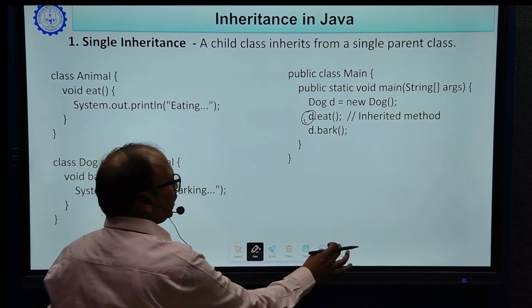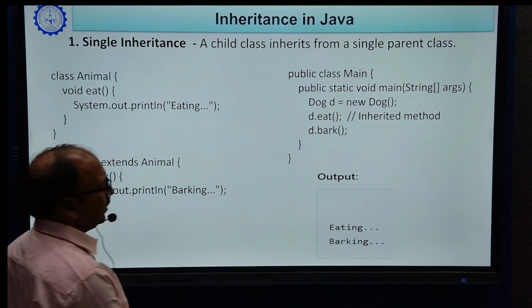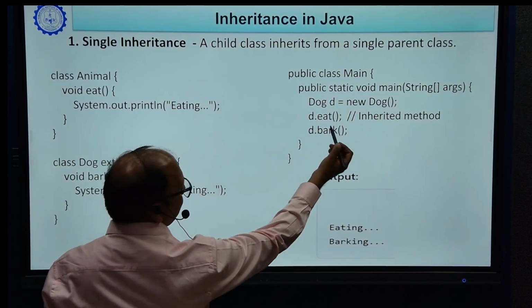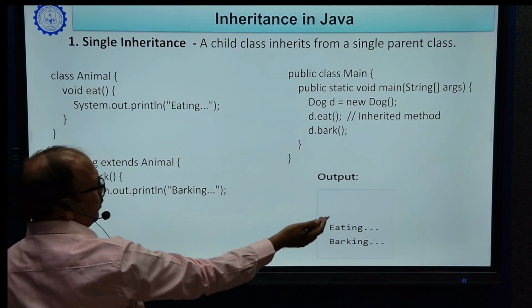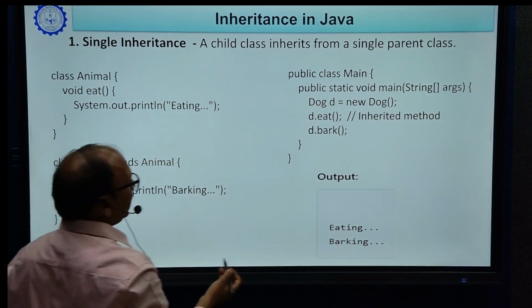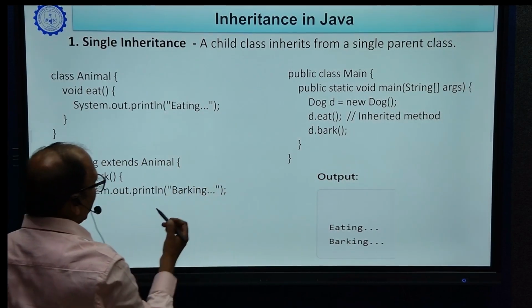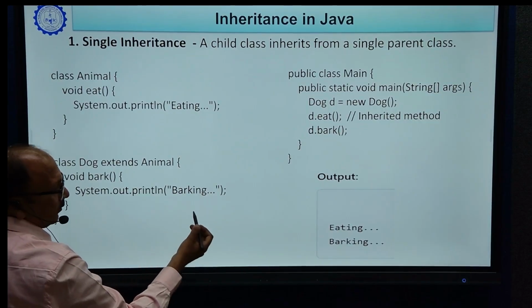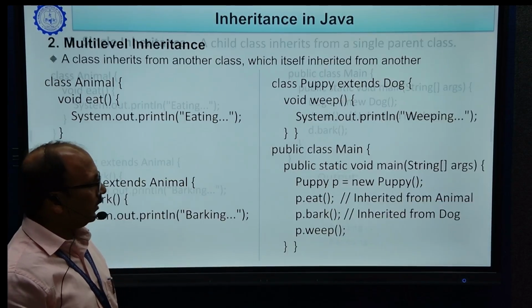Now next come to the next example. Output will be like this, right? When we call this method of the parent class, eat, whatever is written there will be executed. Here an eating statement is written, so eating will be printed. When we are calling the child class method bark, a barking statement is written, so it will be displayed here. So this is the output, right?